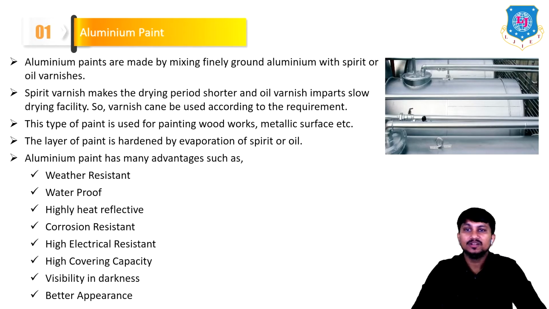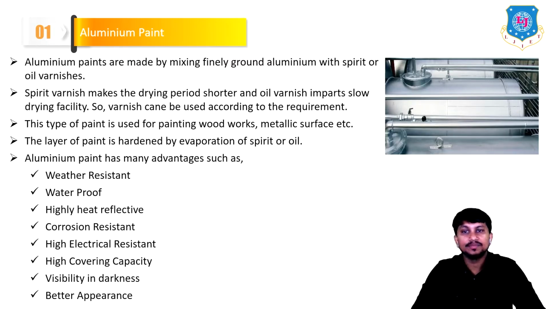These aluminum paints are made by mixing finely ground aluminum with spirit or oil varnishes. Spirit varnish makes the drying period shorter, and oil varnish imparts slow drying facility. So varnish can be used according to your requirement. This type of paint is used for painting woodworks, metallic surfaces, etc. The layer of paint is hardened by evaporation of spirit or oil.